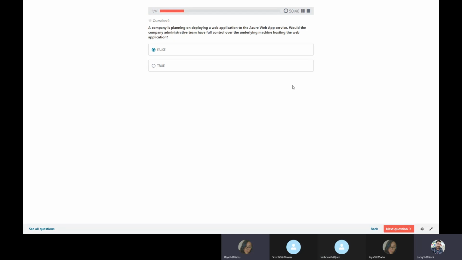Just focus on the terminologies, then you will get visibility. It's saying full control. Full control means hardware-level control also. Hardware-level control cannot be possible, right? We are discussing the cloud right now. And it's clearly talking about the Azure Web App Service, which is platform as a service. So you don't have full control as part of the Azure App Service, right? It will be false only.